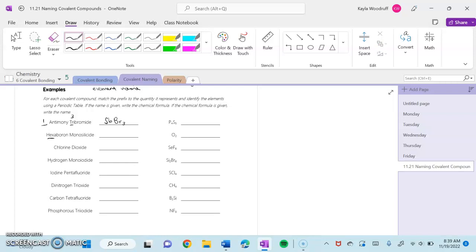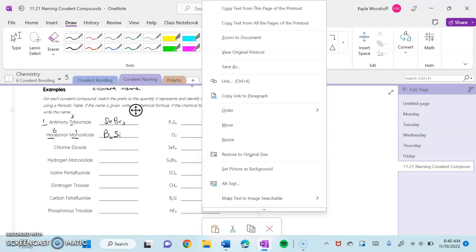You can do that for all of these. Kind of underline the prefix. Hexa is 6 and mono is 1. You can probably see already how it will help you to have these memorized. And then the element names, boron is B. So we know boron needs to have 6. And silicide, silicon, and 1. I don't need to write the 1.